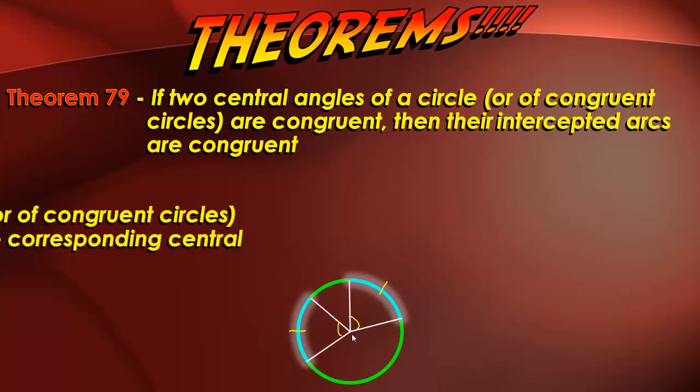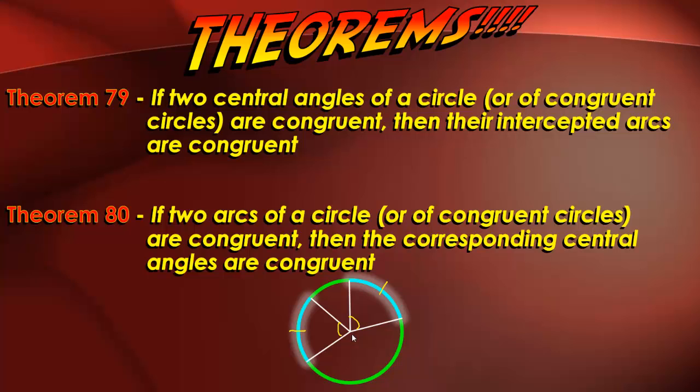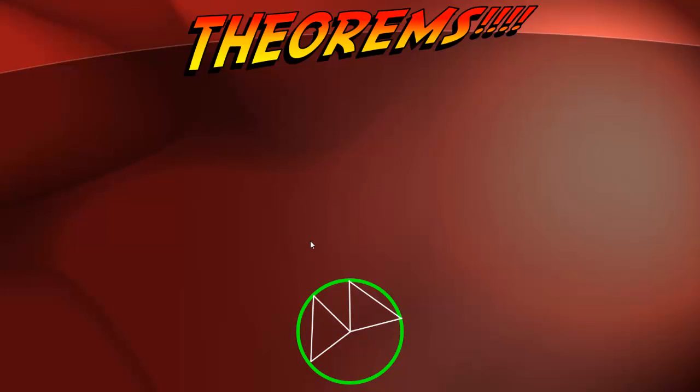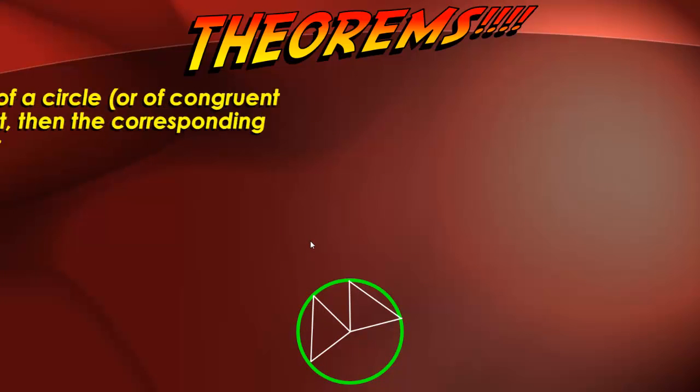Simple enough, right? Okay, Theorem 80 is the opposite. If two arcs of a circle or of congruent circles are congruent, then their corresponding central angles are congruent. So pretty much the same thing. It's just the opposite. The converse, if you will.